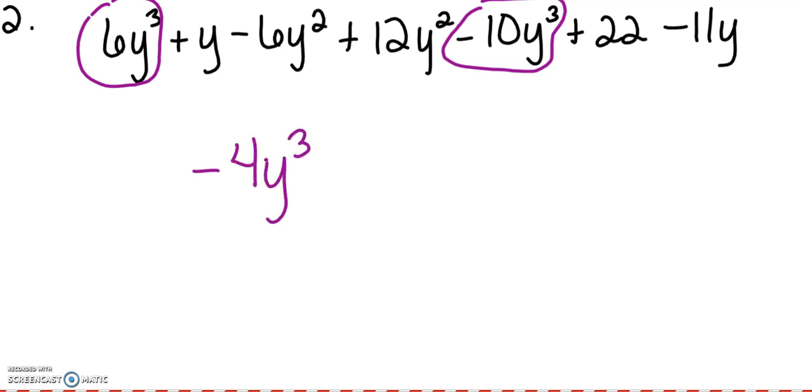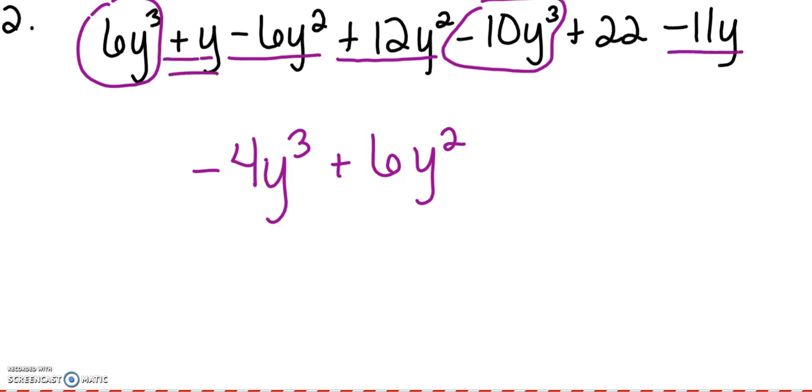All right, moving on. I'm just going from highest to lowest. So if I do negative 6y squared and positive 12y squared, so the negative 6 and the positive 12 are going to combine to be positive 6 because 12 is bigger. And we subtract. So positive 6y squared.